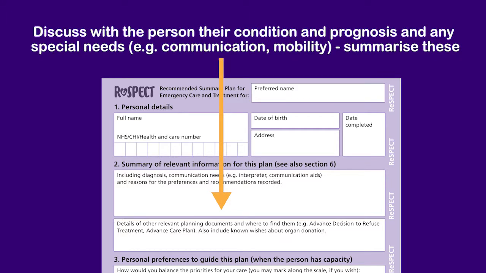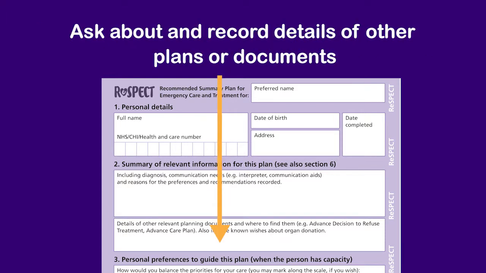Discuss with the person their condition and prognosis and any special needs, including communication and mobility, and summarise these. Ask about and record details of other plans or documents.